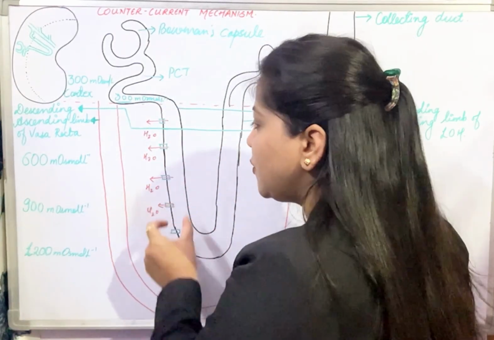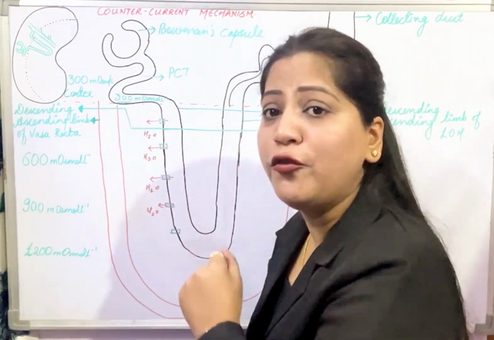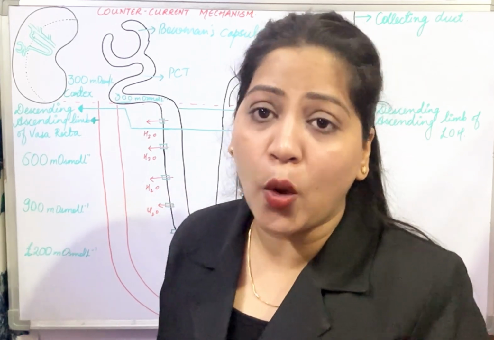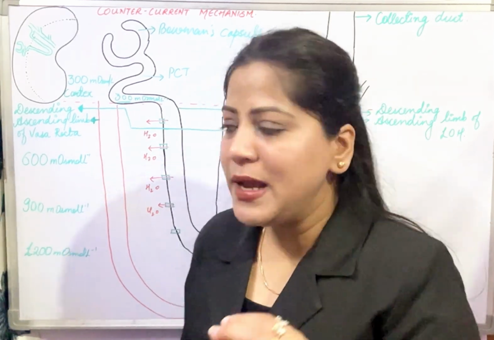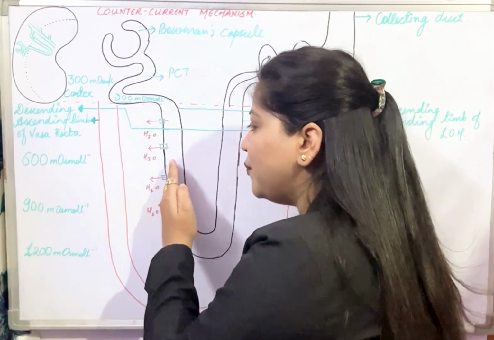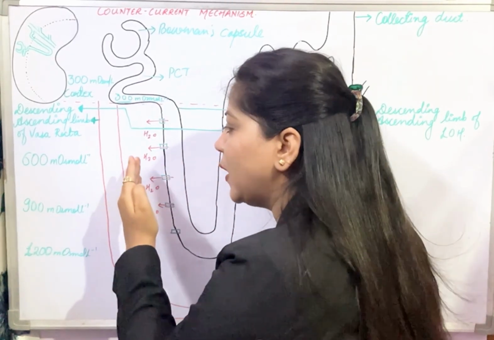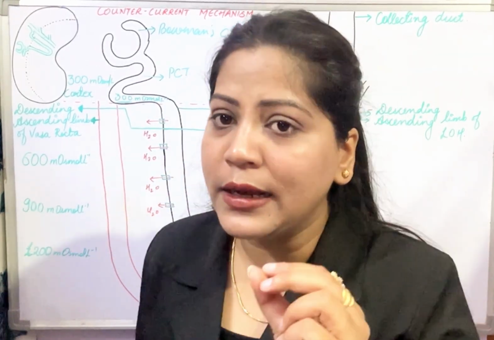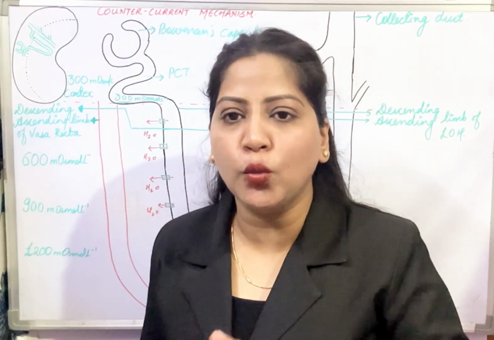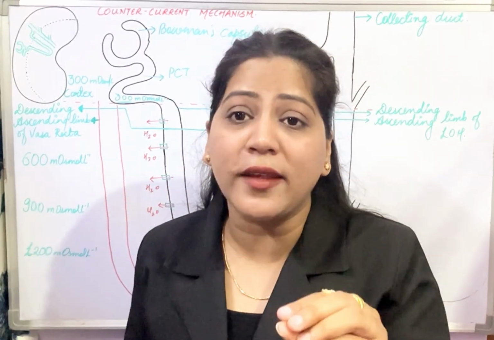How? See, the descending limb of loop of Henle is permeable to water. What does that mean? That means water will move out from this filtrate to the interstitium fluid of the kidney. This portion, descending limb of loop of Henle, is permeable to water because of the channels present there.